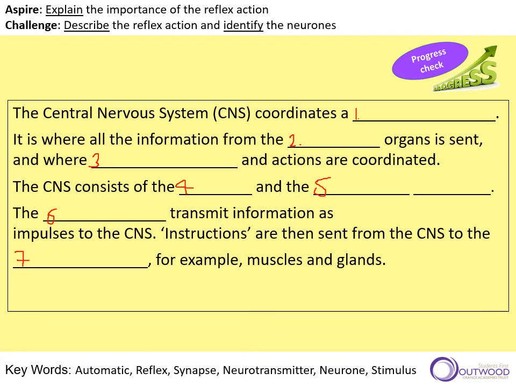Quite good at that now. Had plenty of practice. So I'll read through it. The central nervous system coordinates a something. It is where all the information from the something organs is sent and where something and actions are coordinated. The central nervous system consists of the something and the something something. The something transmits information as impulses to the CNS. Instructions are then sent from the central nervous system to the something, for example, muscles and glands. I am going to give you 2 minutes, starting now.